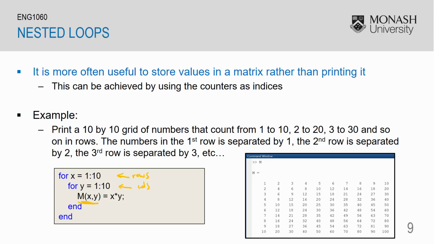This is the resultant output. So we have 10 rows and 10 columns. For each element, we are simply multiplying x by y.